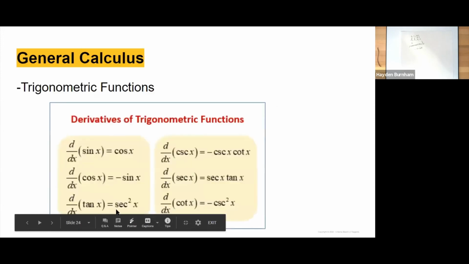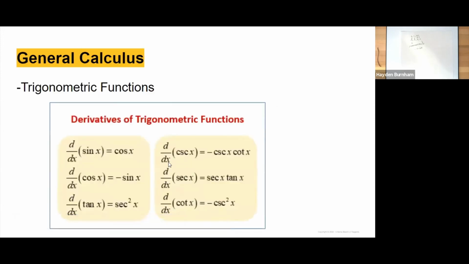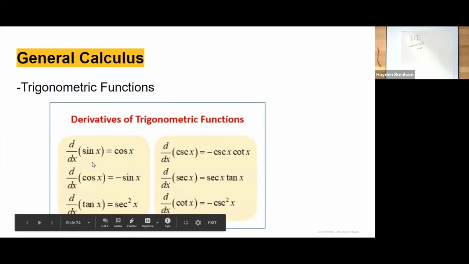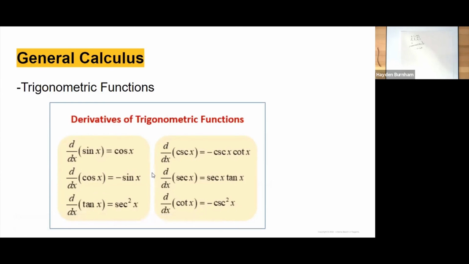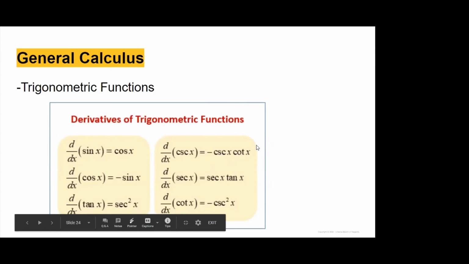The other thing I wanted to go over, which is particularly important, is to understand the derivatives of all the trigonometric functions. These are things you really just memorize. You never really know how it actually works. So I would advise making sure you have these written down and on hand. It will save you a lot of time.